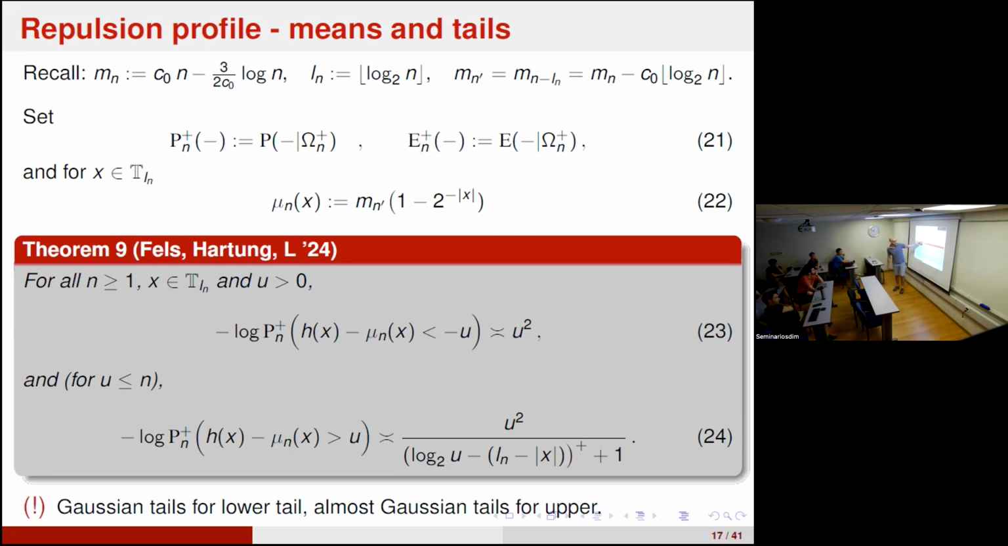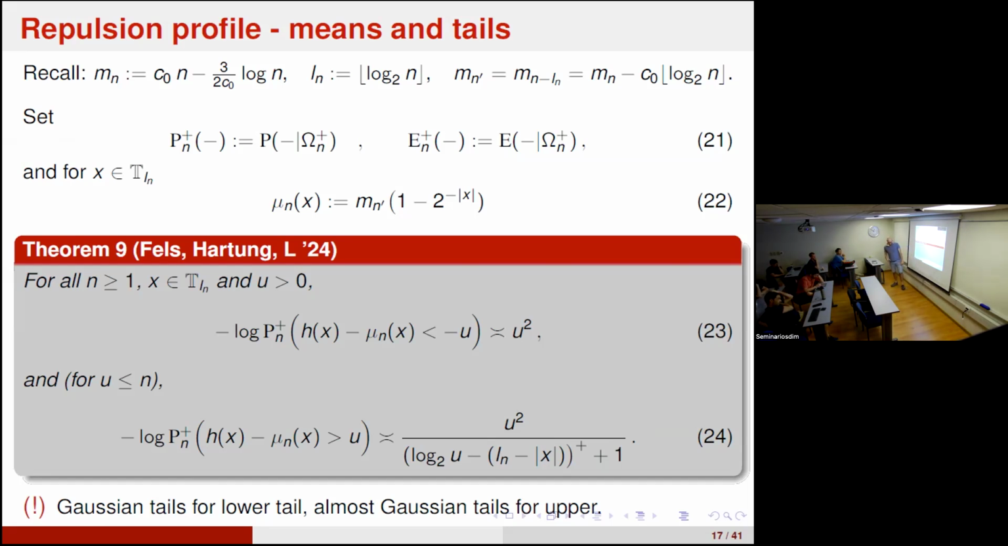Well, it goes up at level up to the first log n generations, up to l_n. At the vertex x in the first l_n generations, the mean of the field is going to be m_n' times 1 minus 2 to the minus |x|. So it goes all the way to m_n', which is m_n minus a constant log n, exponentially fast in the first l_n generations. And moreover, we even know the tails. The lower tails are Gaussian, and the upper tails are almost Gaussian, Gaussian with some logarithmic correction.